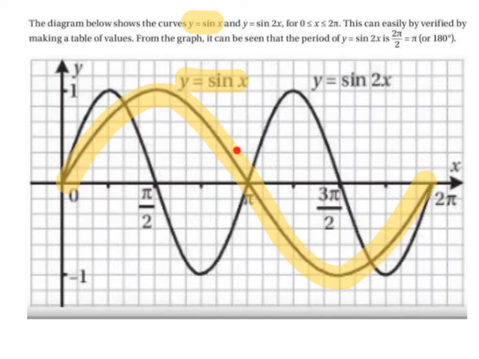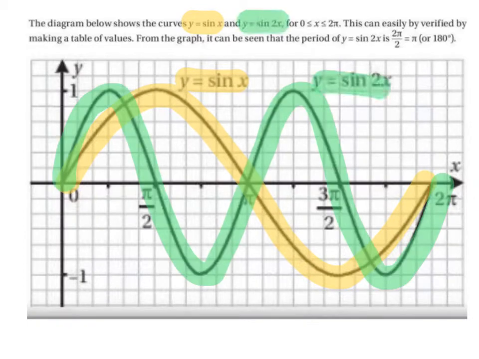So this curve that I've just highlighted in yellow is the graph of y equals sine of x. And the curve I've just highlighted in green is the graph of y equals sine of 2x. So we can see that one period of y equals sine of x goes from 0 to 2 pi, or 360 degrees, whereas one period of y equals sine of 2x goes from 0 to pi, or else 180 degrees. And then it gets repeated again for another 180 degrees.